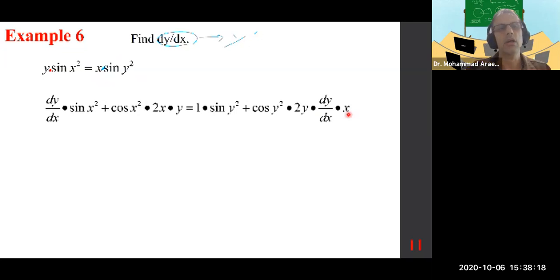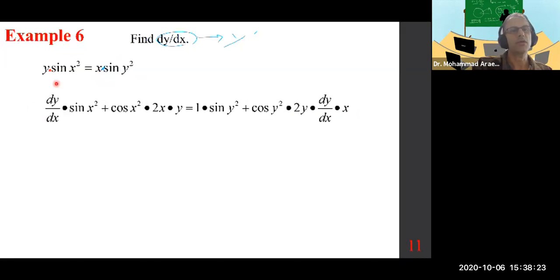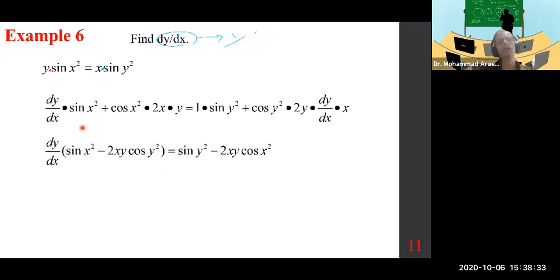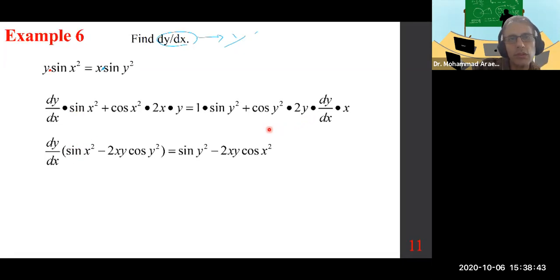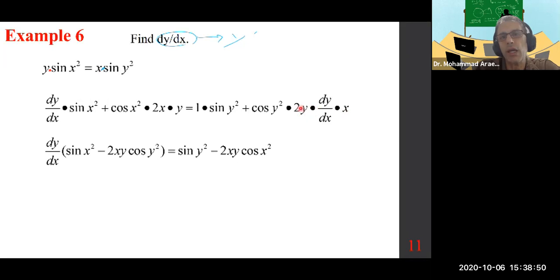So what did we do? We solve for dy dx, which means you have to bring everything involving dy dx to the same side. So you have a choice. You can move this one or you can move this one. It makes no difference. So here's how the moving has taken place. I want everybody to see what happened. You keep this one intact and you put the sine x squared in here. When you move this one to this side, it becomes minus. So what do you have? Cosine y squared, 2y and x. Their product is 2xy cosine y squared. I hope you see that.